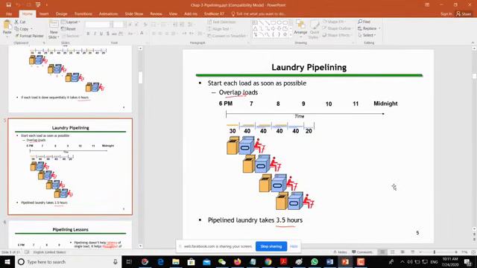A laundry pipelining. It is an example of pipelining, and before going towards the real example of pipelining, I would like to help you understand pipelining with this normal routine example. Start each load as soon as possible, and here we are washing and cleaning and then drying the clothes in a parallel way.